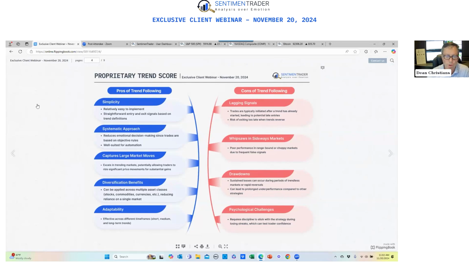It can capture large moves. There's diversification benefits. It can be applied to different asset classes, stocks, commodities, currencies, and it's adaptable across different time frames. So you can use short, medium, and long-term trends.